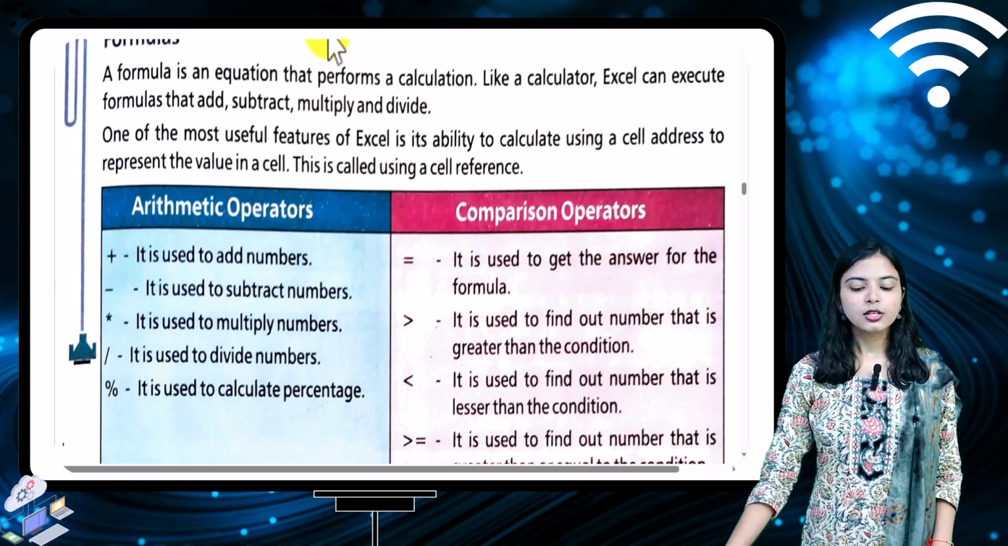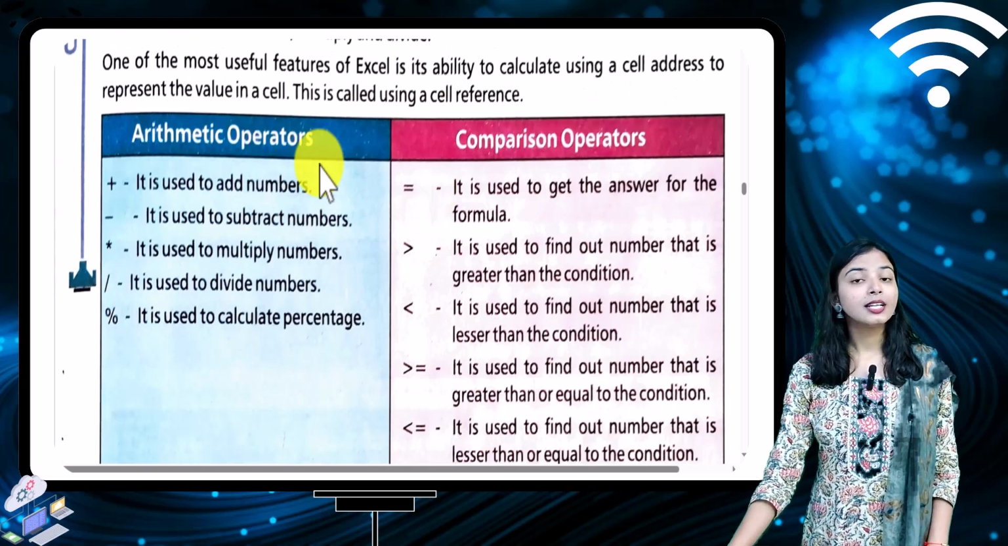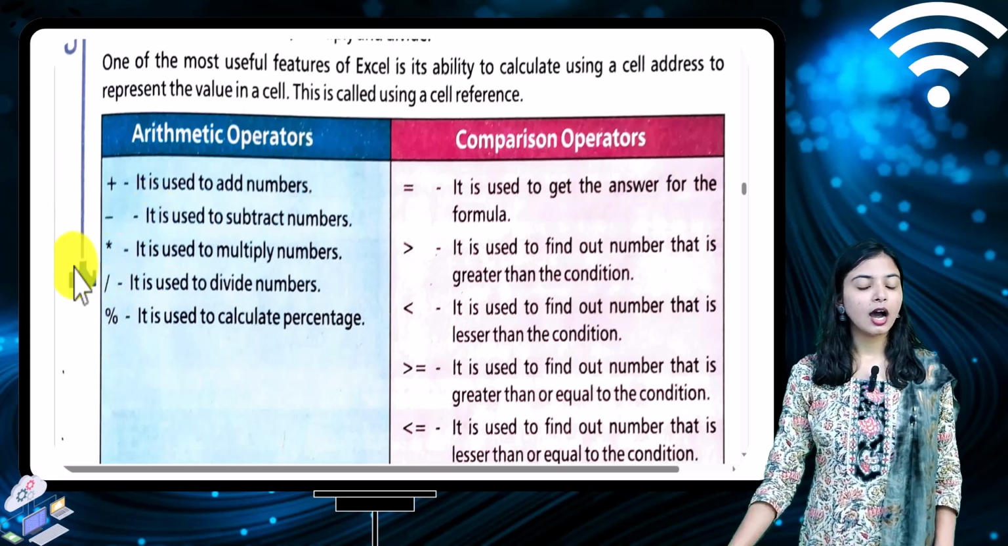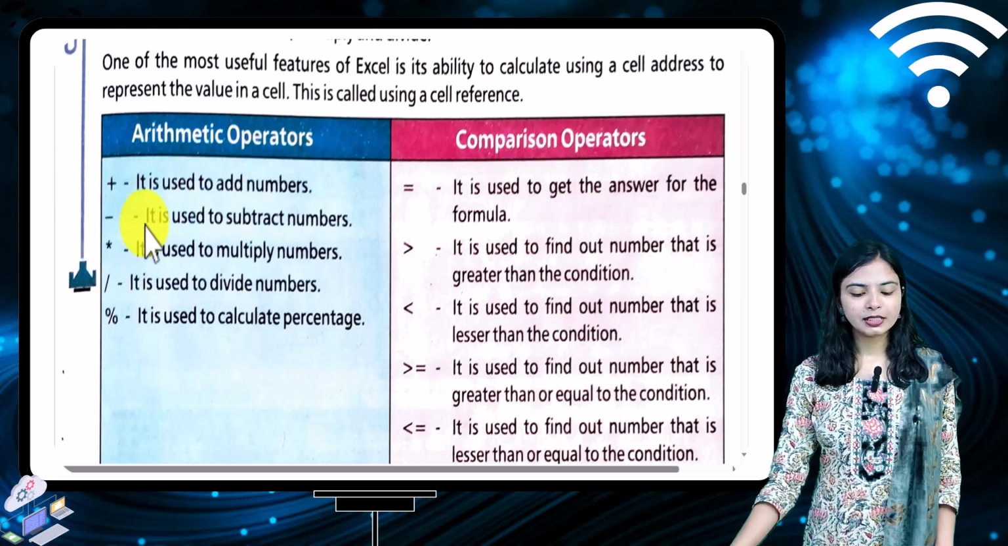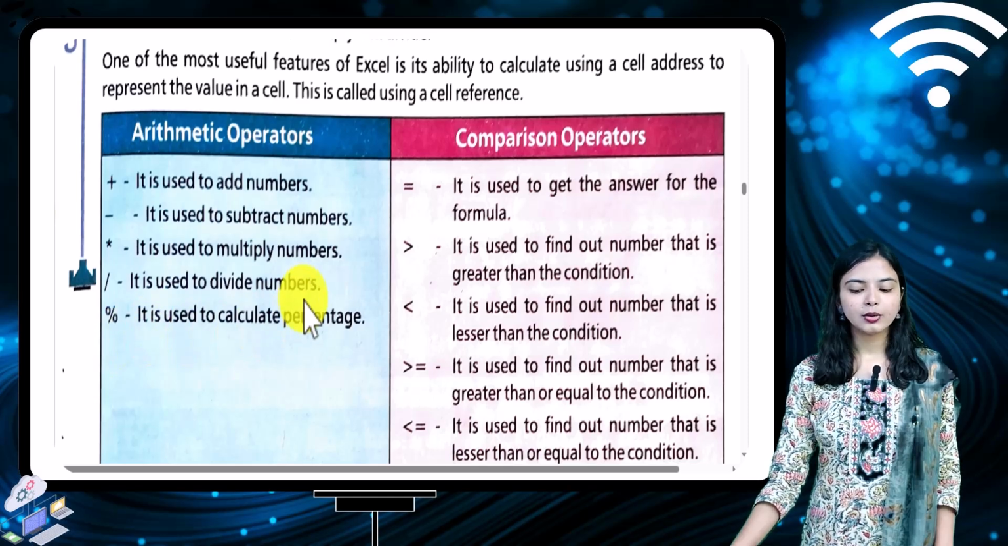Okay, students. So here are some arithmetic operators and comparison operators. What are the arithmetic operators? Plus, minus, multiply, divide and percentage are the arithmetic operators. The plus sign is used to add numbers, the minus sign is used to subtract numbers, the multiply sign is used to multiply numbers, the divide sign is used to divide numbers, and percentage is used to calculate percentage.